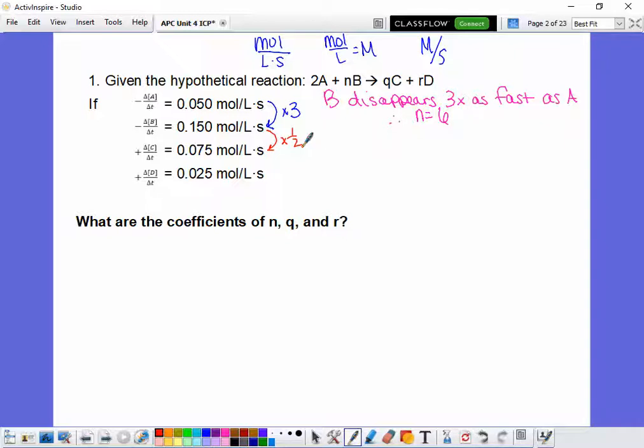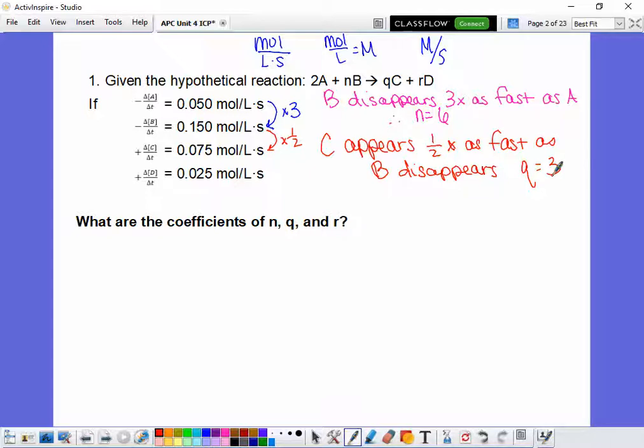It's being produced. So we could say that C appears 1/2 times as fast as B disappears. And if we know the coefficient in front of B is 6, then the coefficient in front of C has to be half that. What's half of 6? 3. Yay, we can do math.